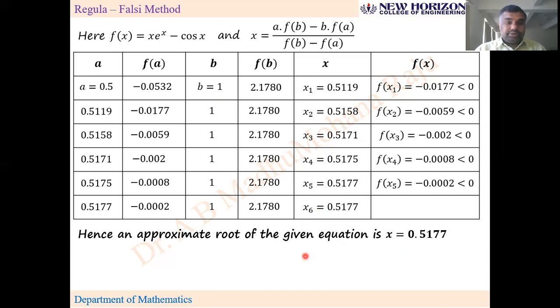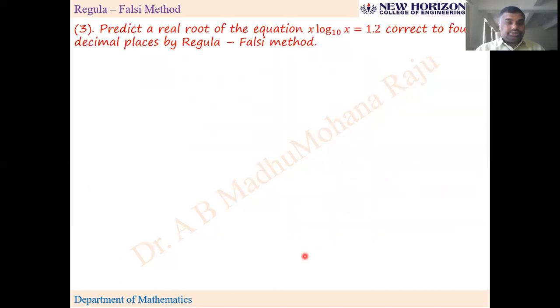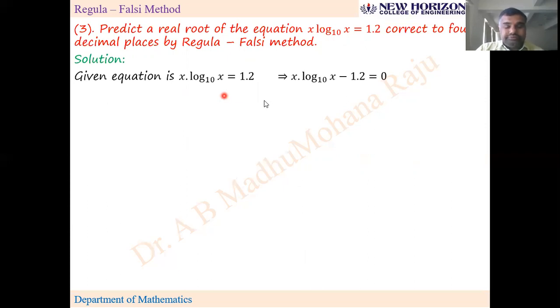We will see one more problem. Predict a real root of the equation x log x base 10 is equal to 1.2, correct to 4 decimal places by the regula falsi method. Given the function, if you transfer to one side, x into log x base 10 minus 1.2 equal to 0.